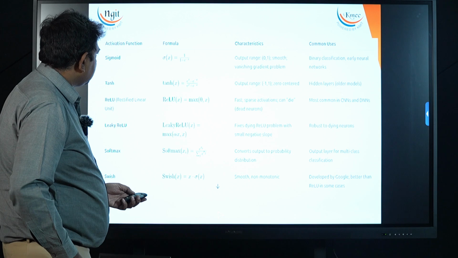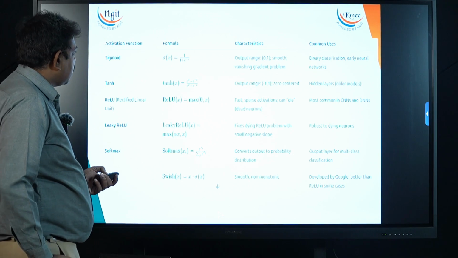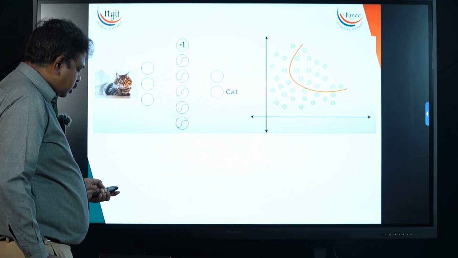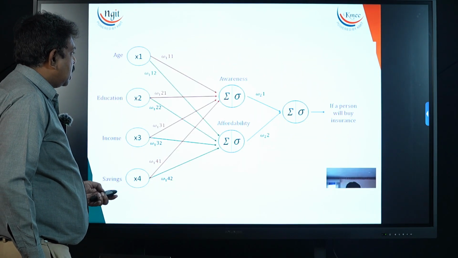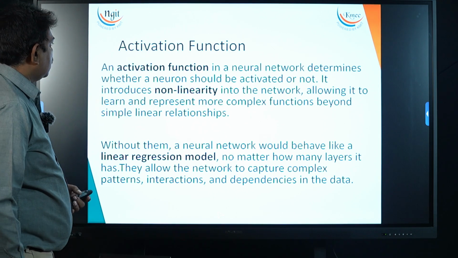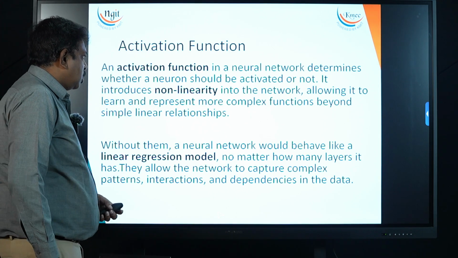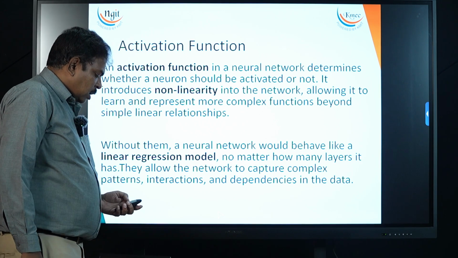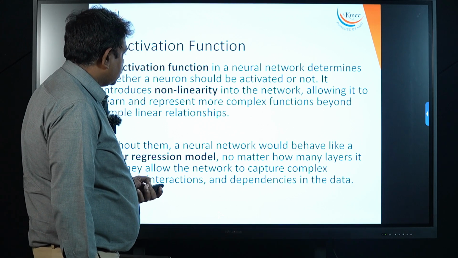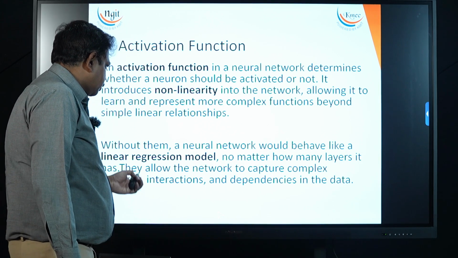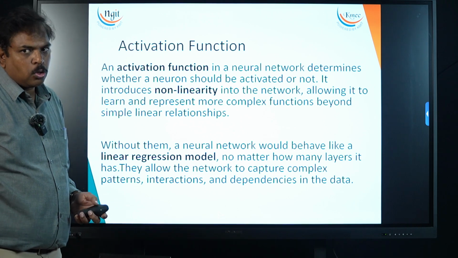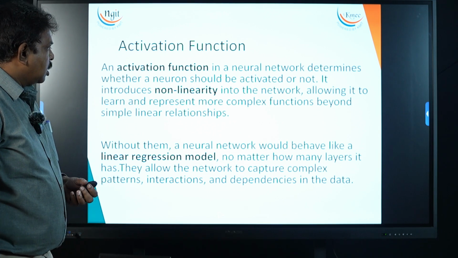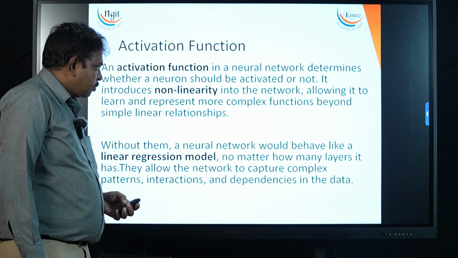So these are the different types of activation functions available, and they introduce nonlinearity into the network, and they help decide which neuron should be activated or not. Like this, activation functions allow us to capture more complex patterns, interactions and dependencies in the data rather than a simple linear model.